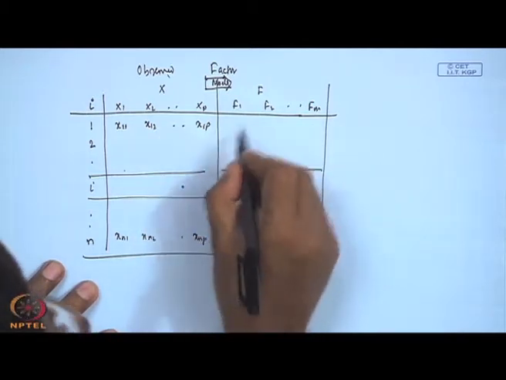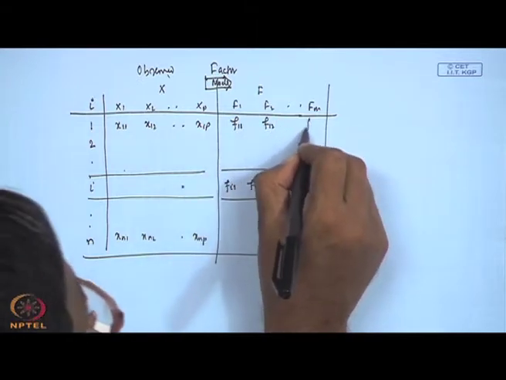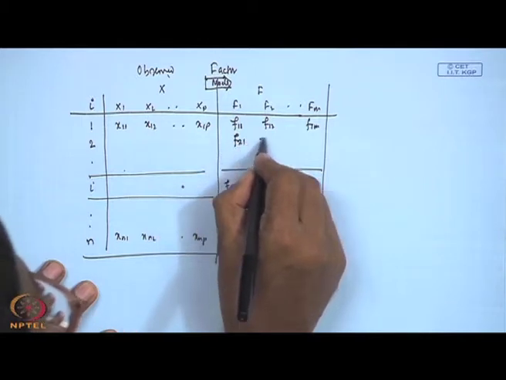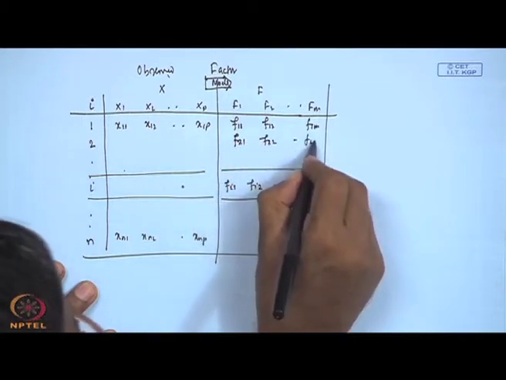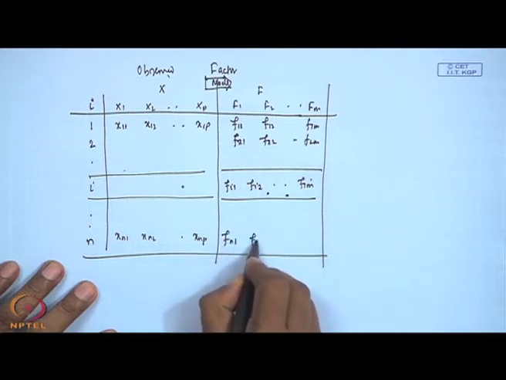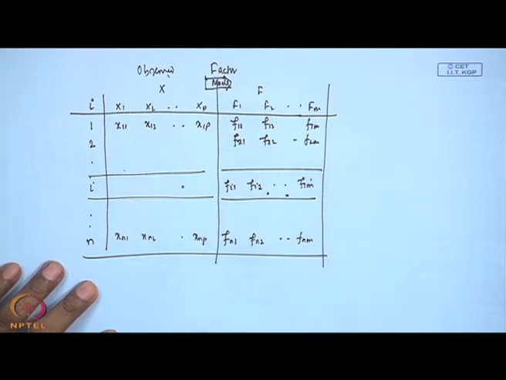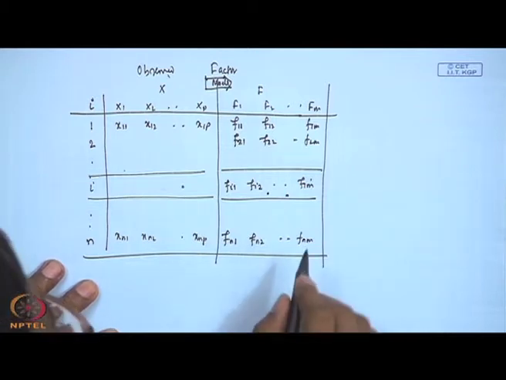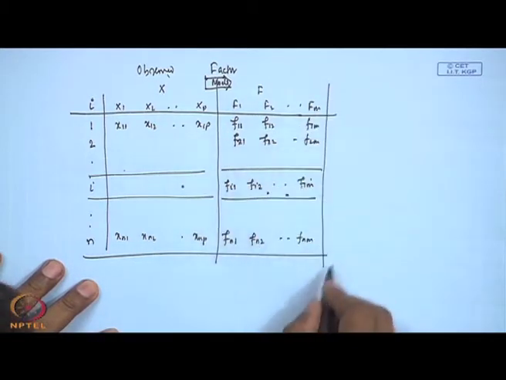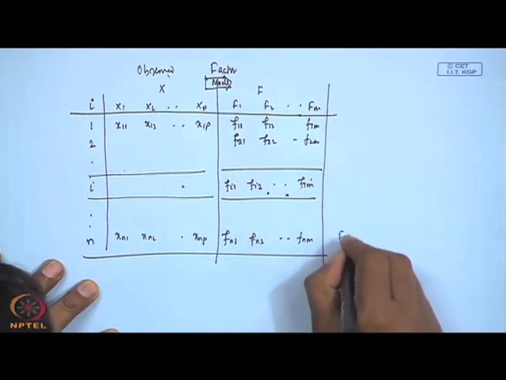So, for the first observation it will be F11, F12, F1m. For the second observation, F21, F22, F2m, and like this. For the last observation, Fn1, Fn2, Fnm. As a result you have a data set of n cross m, which are known as factor scores.